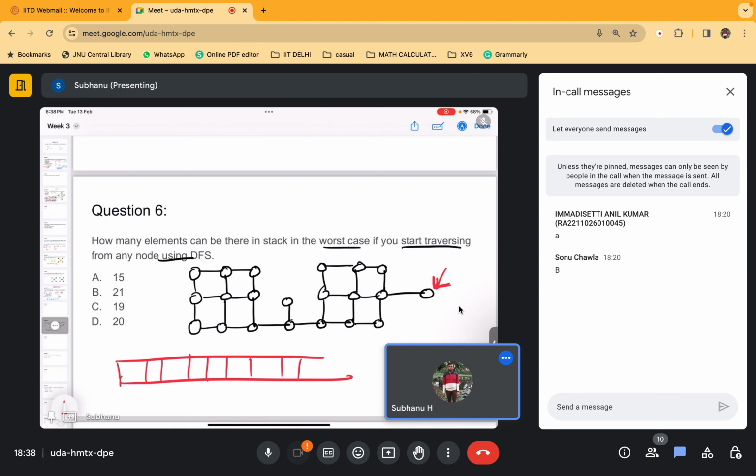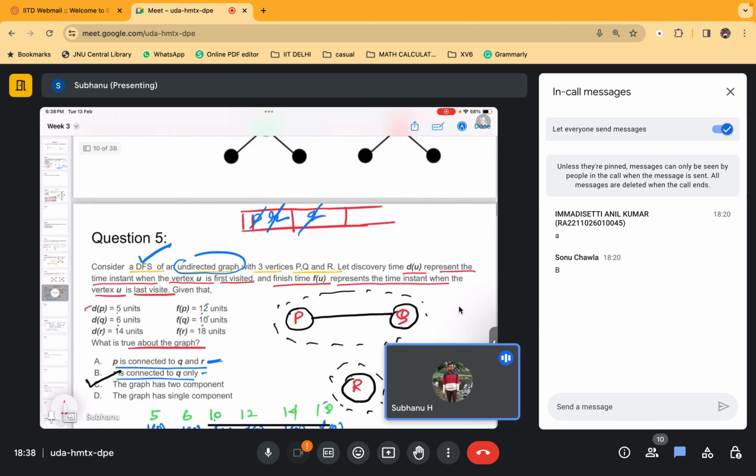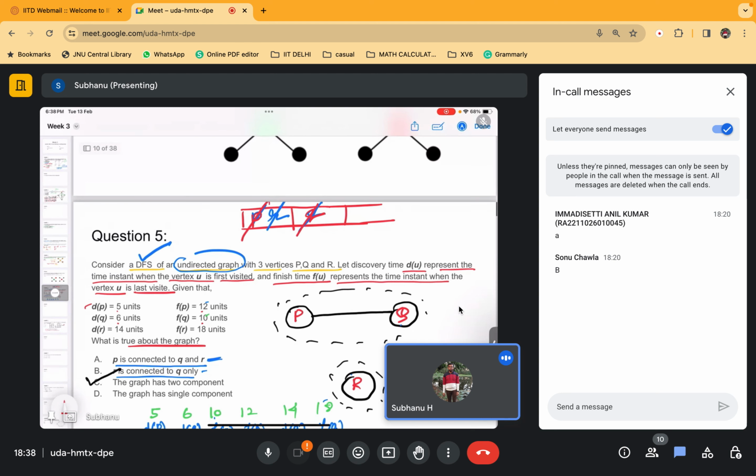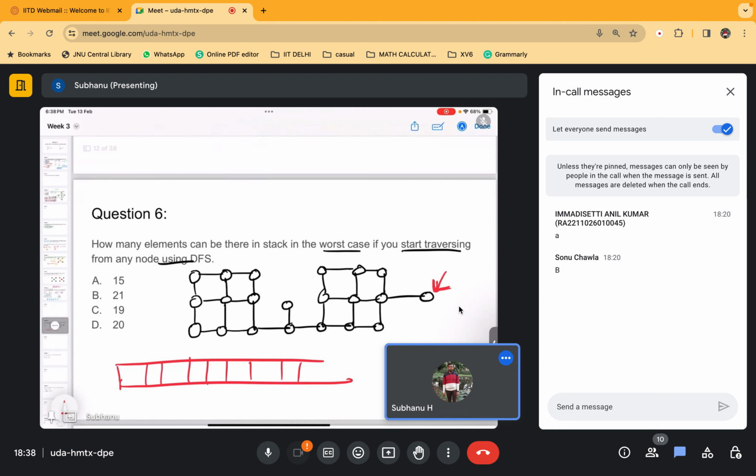As I have shown in the previous question, p is there, q is there, but when r came, nothing was in the stack. So what happens if you do the DFS traversal? In the worst situation, how many possible elements can be in your stack at a time?